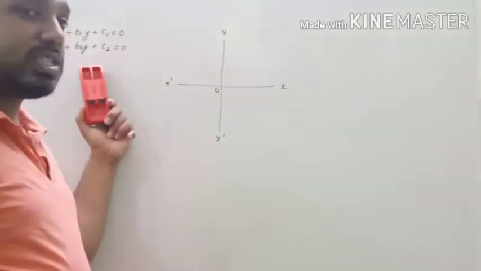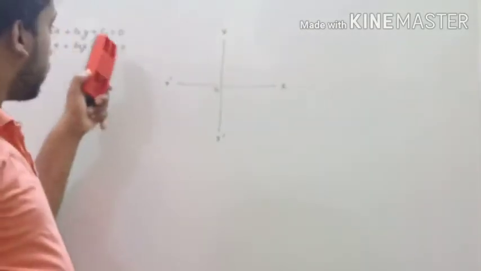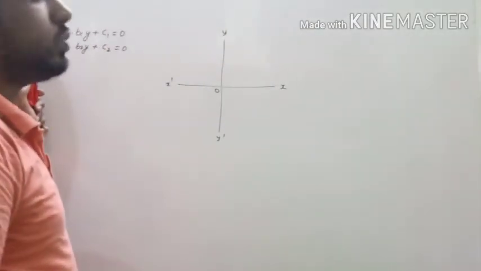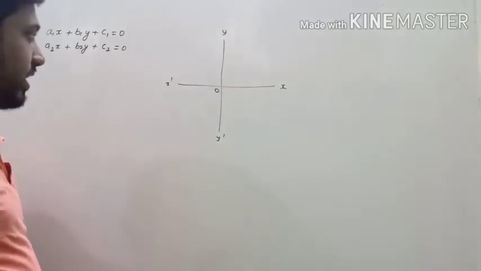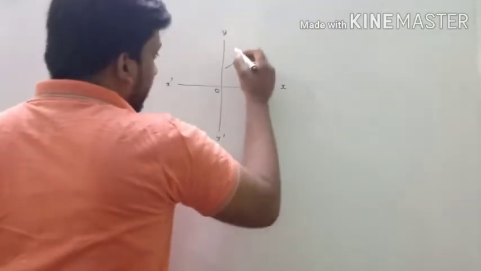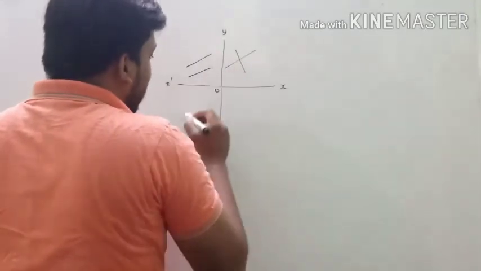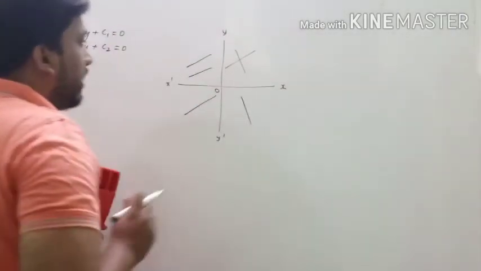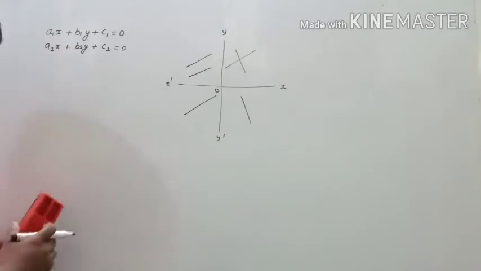So here we are intensively discussing linear equations with two variables. These two equations will be straight lines, so somewhere in the coordinate system we'll be getting some straight lines like this. All the straight lines you will be getting with respect to this.